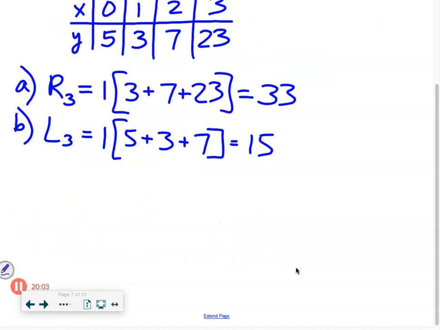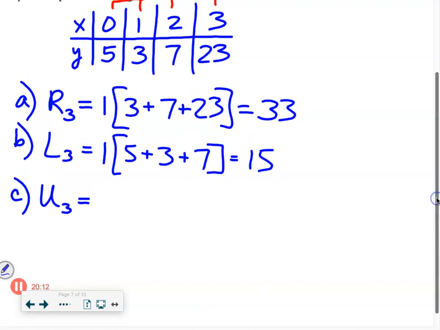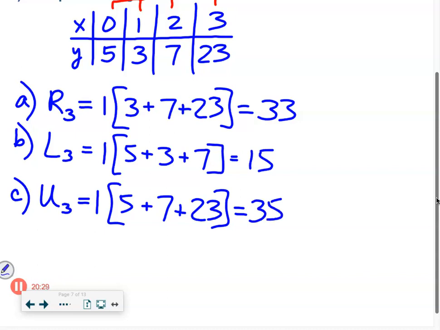If we do 3 uppers, so if we do 3 upper rectangles, what you do is you look at each y value and pick the bigger one. So the width is still 1. Between 5 and 3, you pick 5. Between 3 and 7, you pick 7. And between 7 and 23, you pick 23. So you end up with 35 as your upper sum.